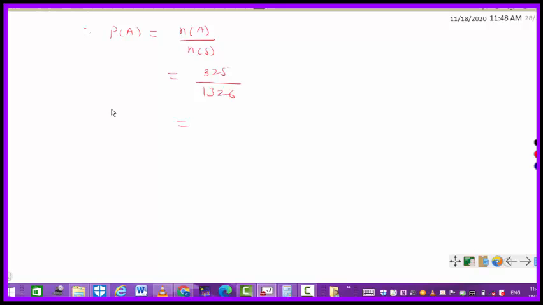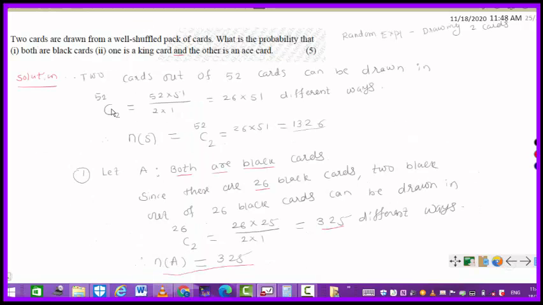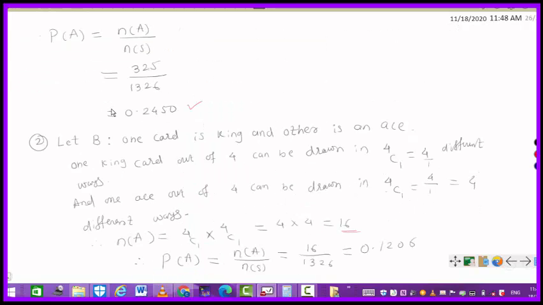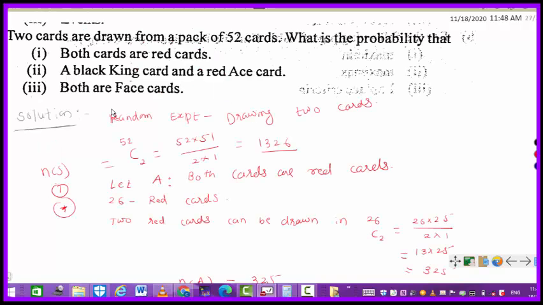This is equal to 0.2450. Similarly, second one, what is that second event given here? A black king card and a red ace card.